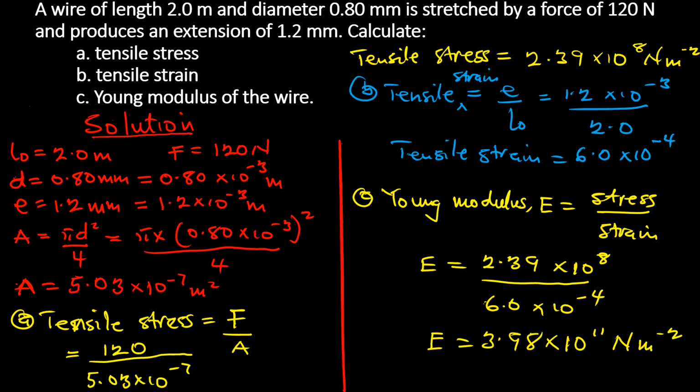So therefore, the tensile stress is 2.39 times 10 to the power 8 Newton per meter squared. And also the tensile strain is 6.0 times 10 to the power negative 4. And lastly, the Young modulus of the wire is 3.98 times 10 to the power 11 Newton per meter squared.